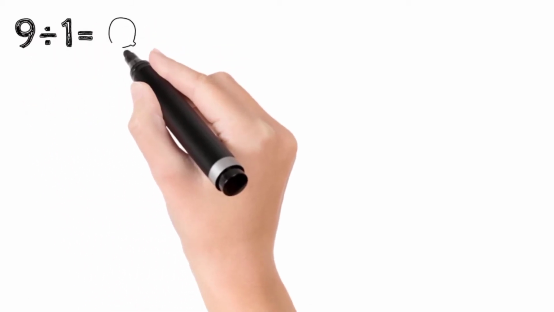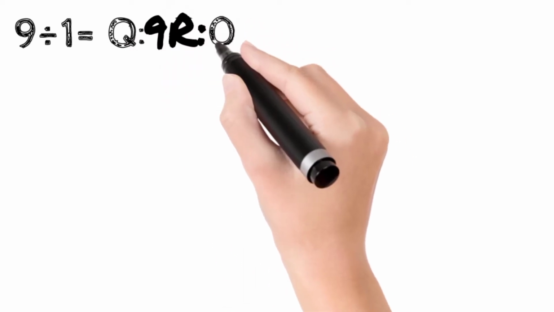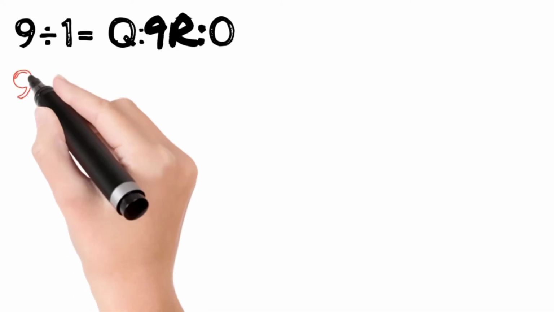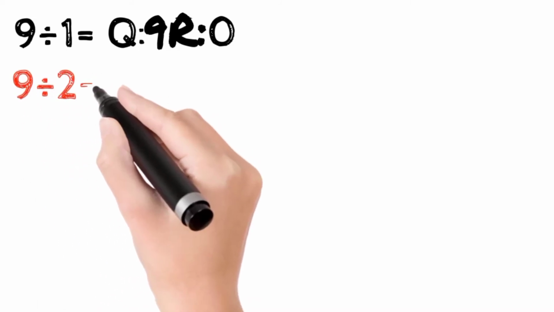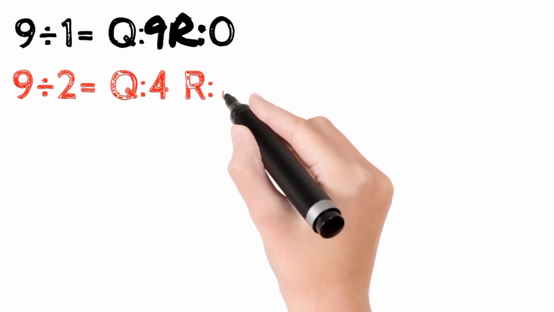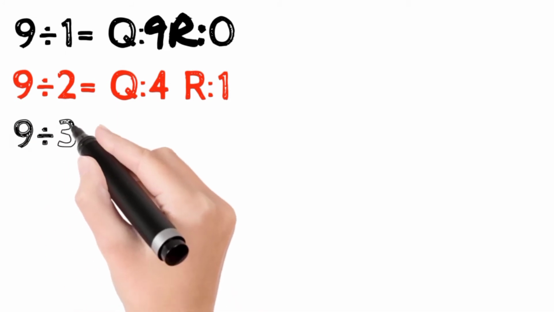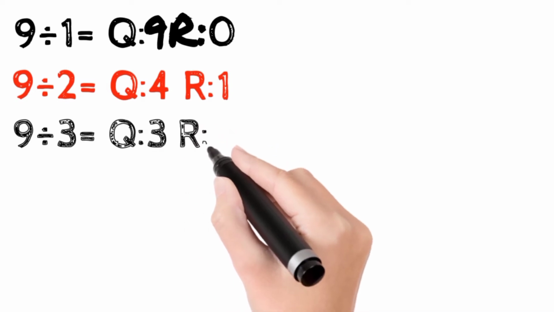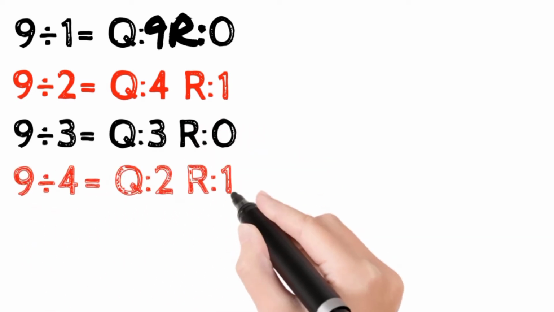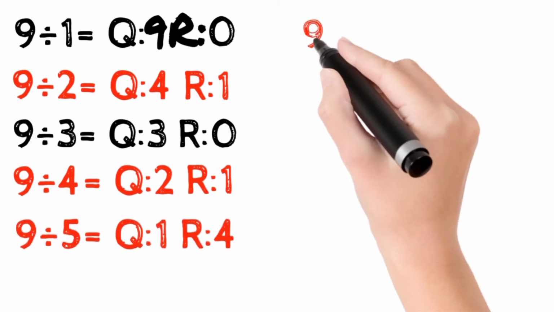9 divided by 1 will give us quotient as 9 and remainder as 0. Since here remainder is 0, that means 1 is a factor of 9. 9 divided by 2 will give us quotient as 4 but remainder as 1. Since the remainder is 1, that means 2 is not a factor of 9. Similarly, we will divide 9 from 3, 4, 5, 6 till 9. Let's see what are the results.